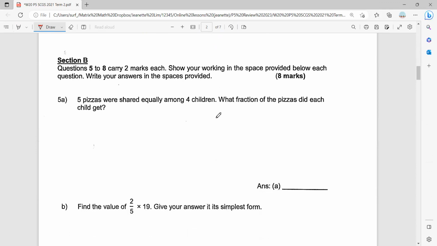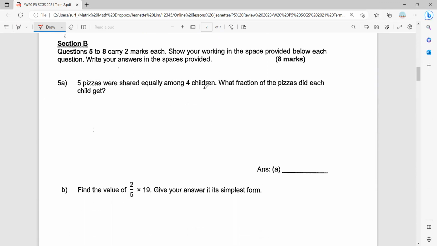Okay. 5 pizzas were shared equally among 4 children. What fraction of the pizzas did each child get? Okay, so is it 4 divided by 5 or 5 divided by 4? So write this out this way. If you want to find one child, you have 4 children, right? So label down properly, then you don't get confused. Okay, four children, then after that you find one child. 4 children is 5 pizzas. 1 child, you're going to divide by 4, right? So it's 5 divided by 4. Simplify: 1 whole and 1 quarter.